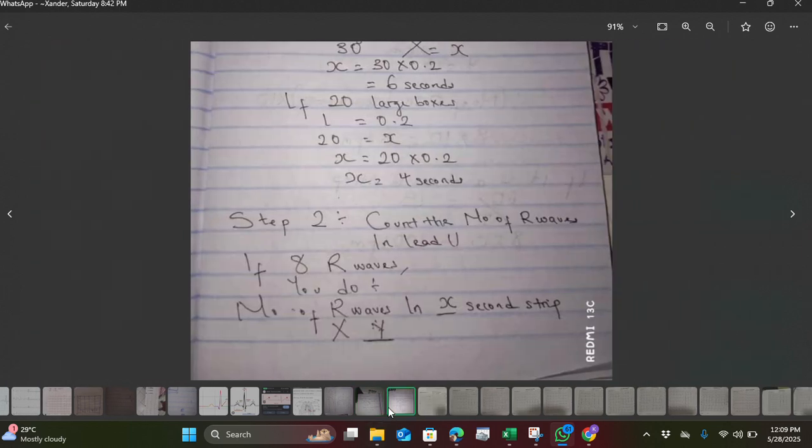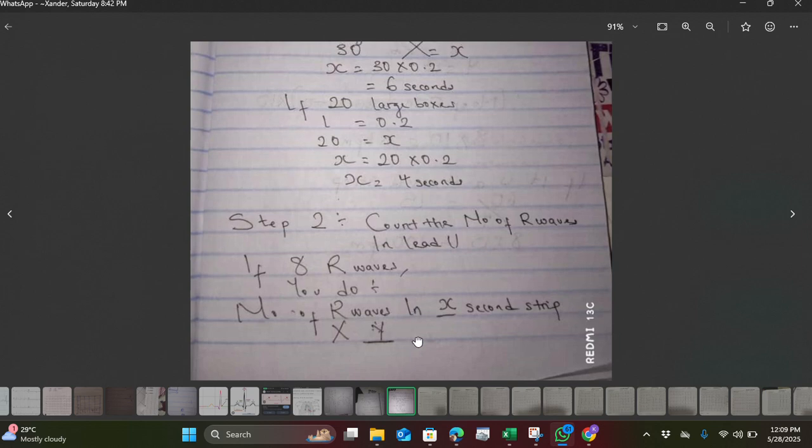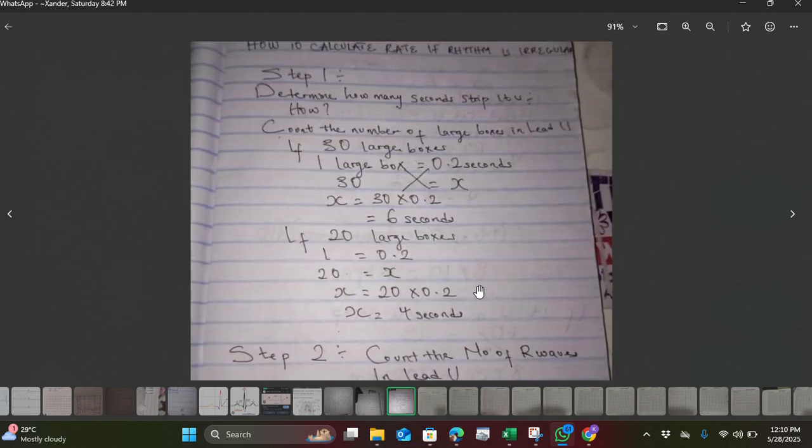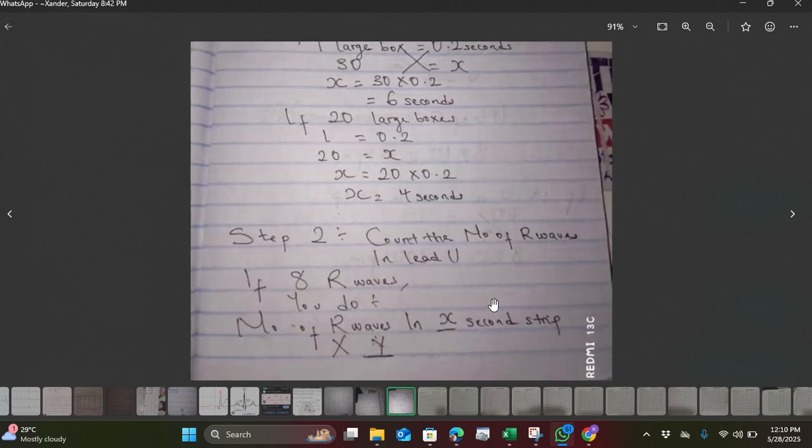So what did I say in essence? The first thing you do is what? You calculate how many second strip it is. How? You count the number of large boxes in the strip. If it is 30 large boxes, 30 times 0.2, we know that you have 6 seconds. That's a 6-second strip. Now you count the number of arrows in that 6-second strip, which is 8. You keep it to one side, plus your 6-second strip.